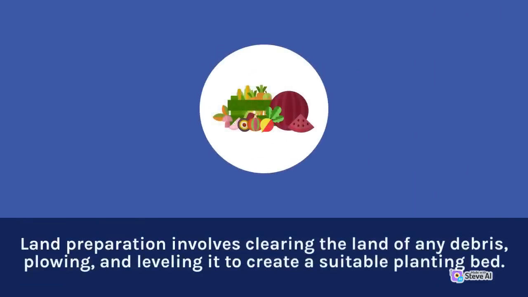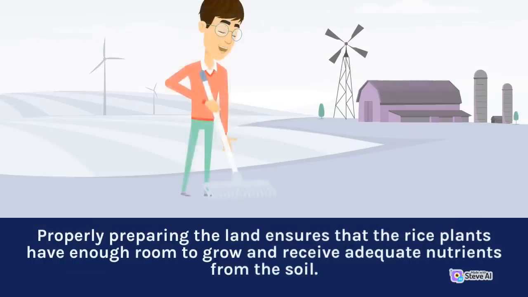Land preparation involves clearing the land of any debris, plowing, and leveling it to create a suitable planting bed. Properly preparing the land ensures that the rice plants have enough room to grow and receive adequate nutrients from the soil.